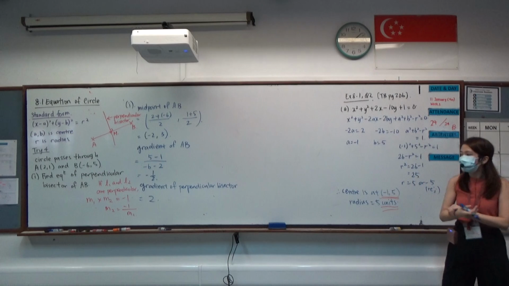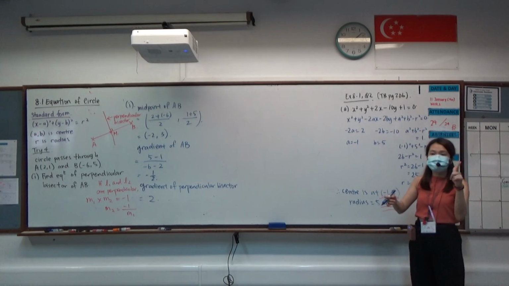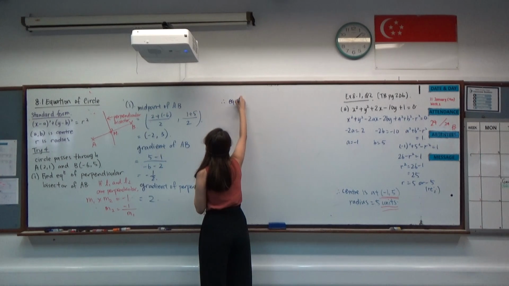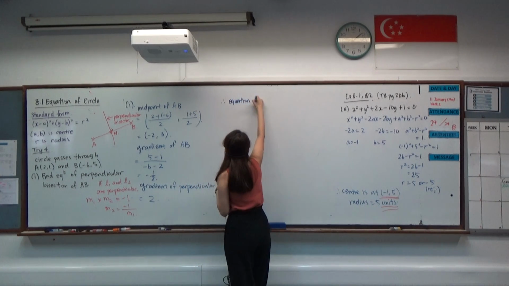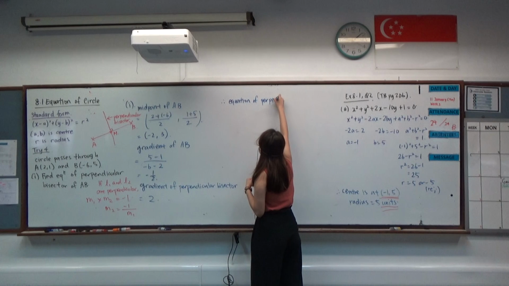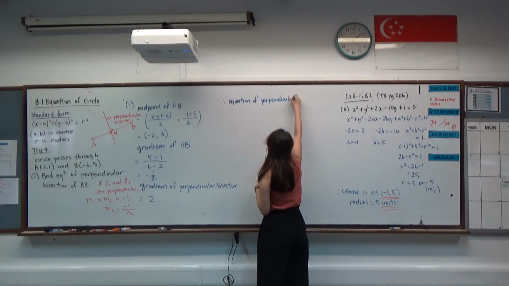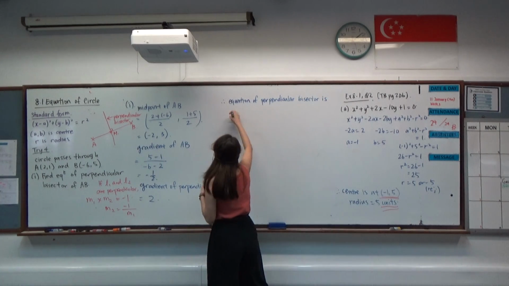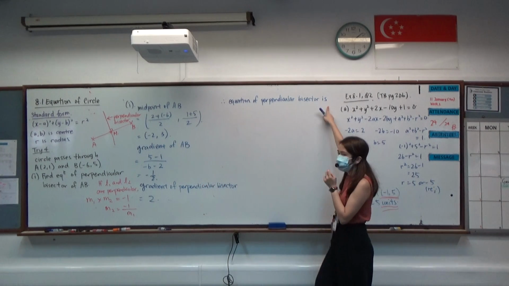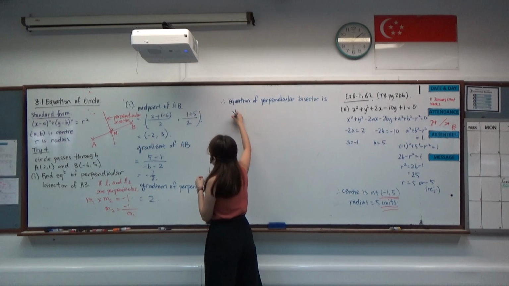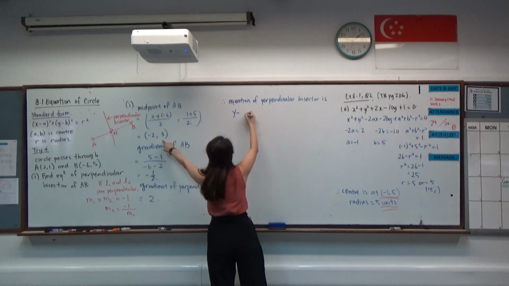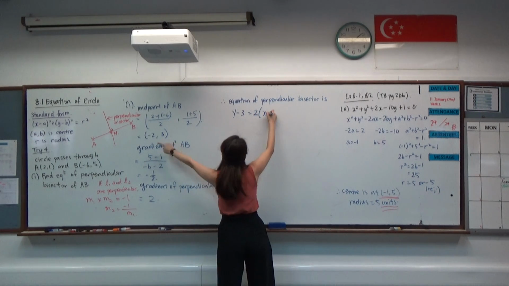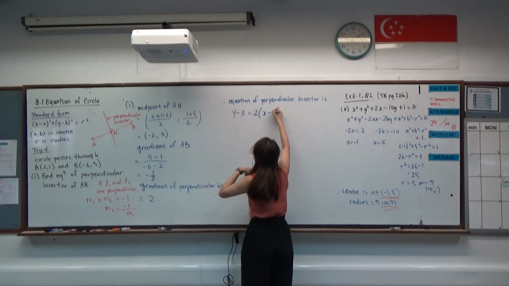Okay, then after that, now that we got the gradient and we got the midpoint already, we can figure out the equation of the perpendicular bisector. So equation of perpendicular bisector is, I don't use the equal sign. So y minus the y coordinate of the midpoint equals to gradient times x minus the x coordinate of the midpoint.